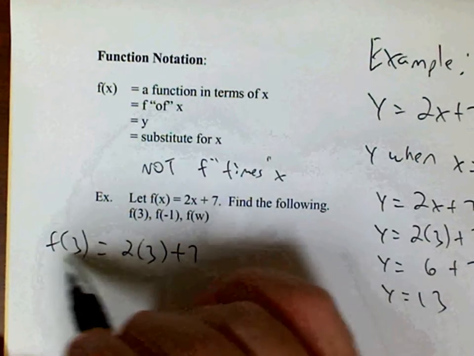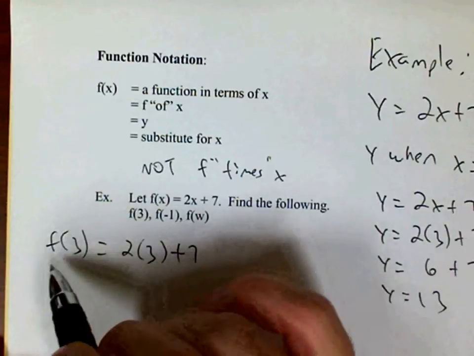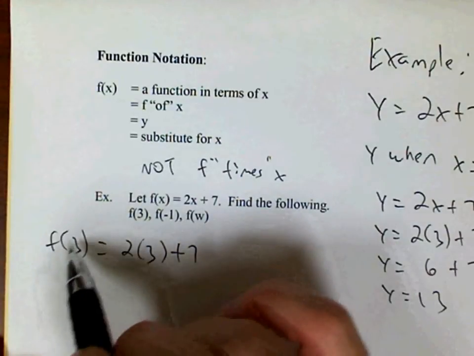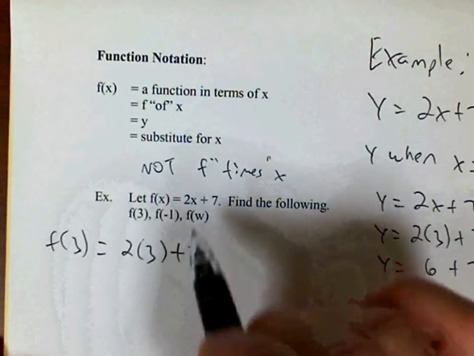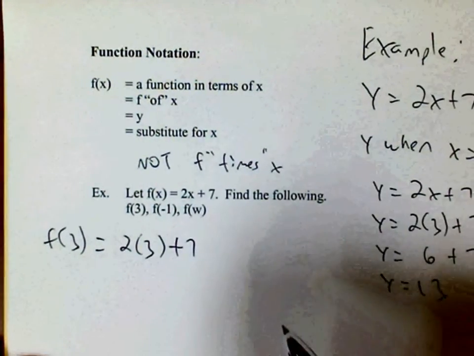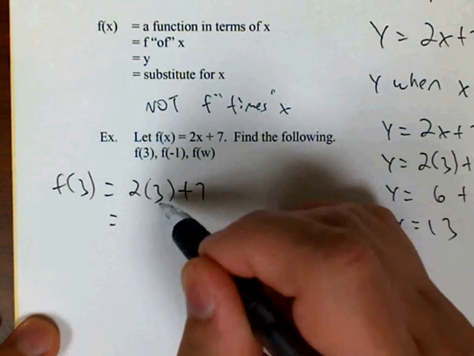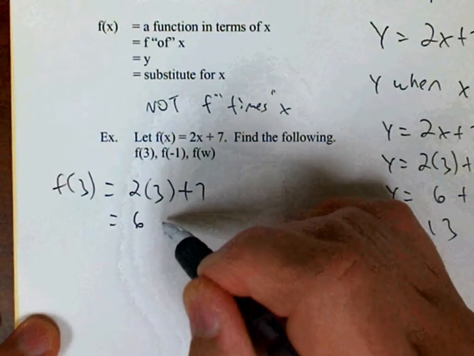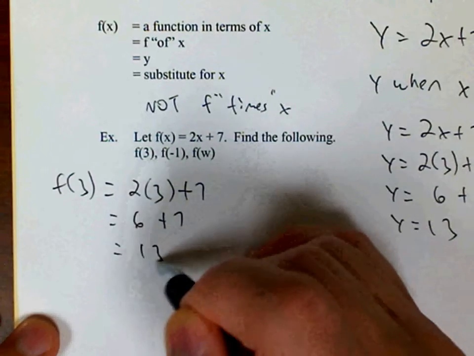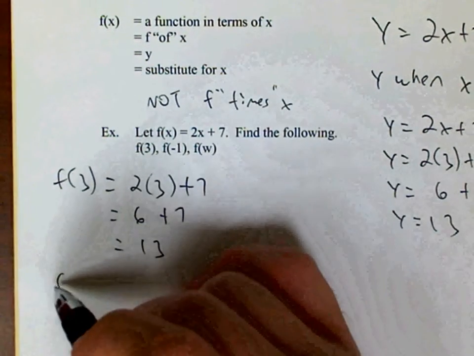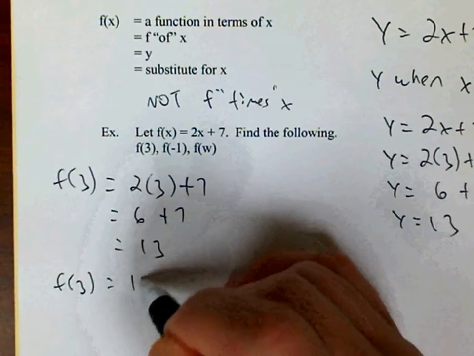Once again, this is nothing but notation. There's no work over here. It's just telling you substitute 3 for the x into the given function or the given equation, just like we did over here. We're going to get the exact same answer. Order of operations says you multiply first. 2 times 3 is 6, and 6 plus 7 is 13. So all it's saying is that f of 3 is 13.